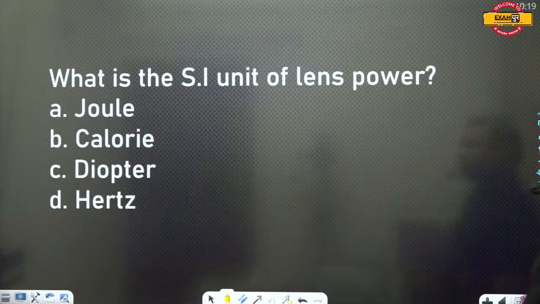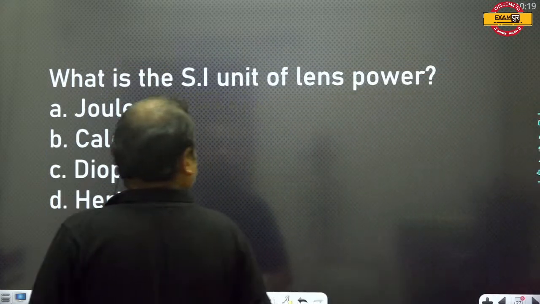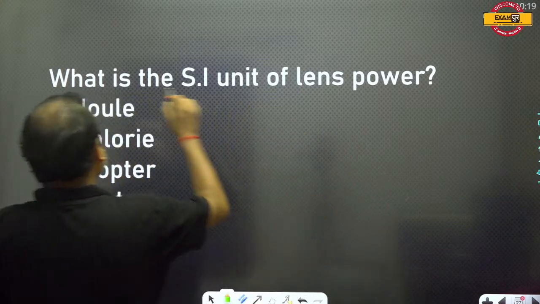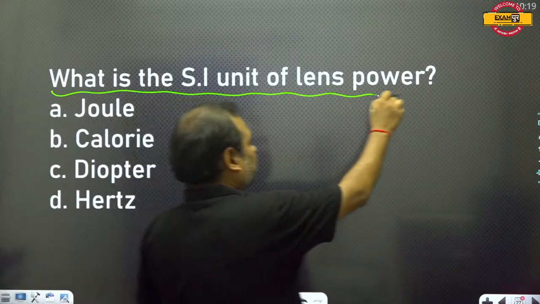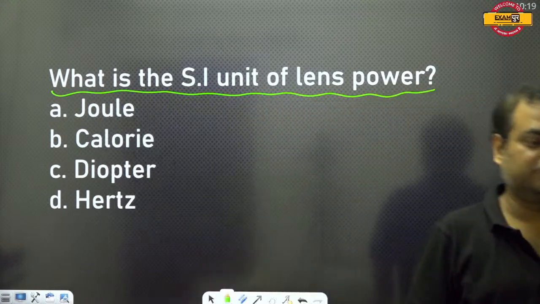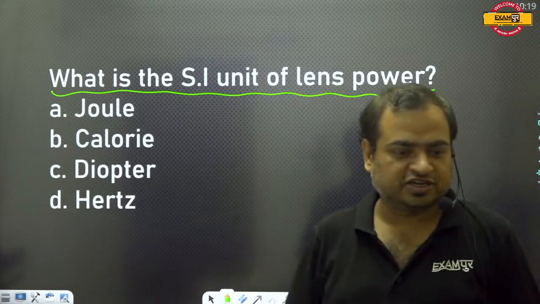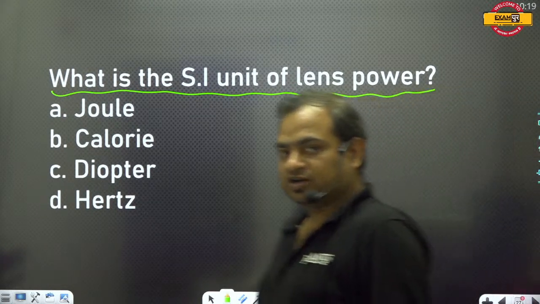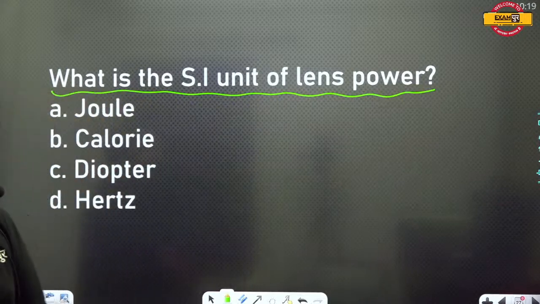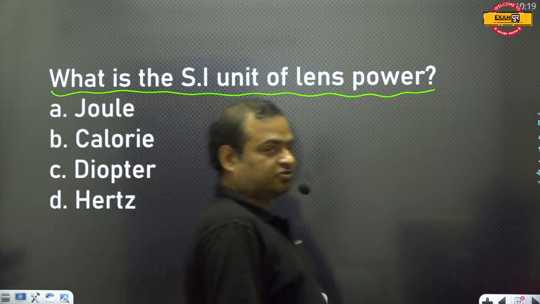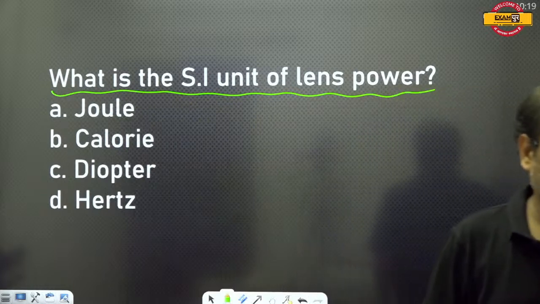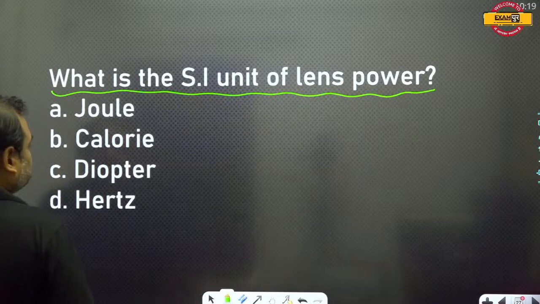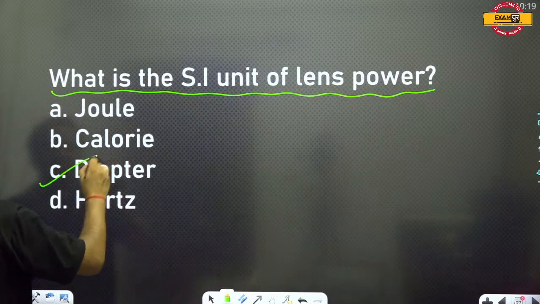That's great. Now, what is the SI unit of lens power? I have already explained this. What is the SI unit of power of lens? Tell me which one is the correct answer. Joule, calorie, diopter, or hertz? Which one is the correct answer? And the correct answer is diopter.